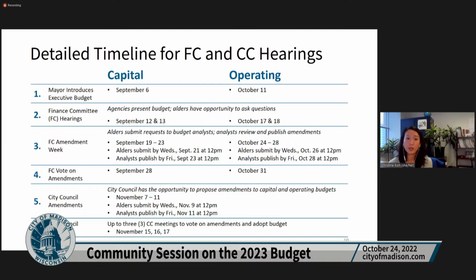So next Monday on Halloween, we'll have a Finance Committee meeting where the alders will discuss and deliberate all of the amendments for the operating budget. After both the capital and operating budget go through the Finance Committee process, the budgets are referred back to the Common Council. So it goes back to the full 20-person council, and the alders will have another opportunity to submit amendments. And then there's a series of meetings in mid-November where the council does the final deliberations and adoption of the budget. This year, those meetings are November 15th, 16th, and 17th.